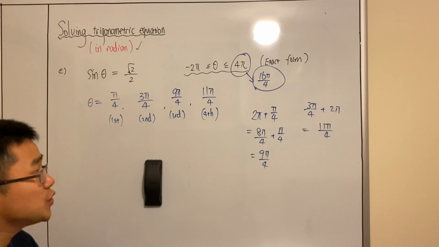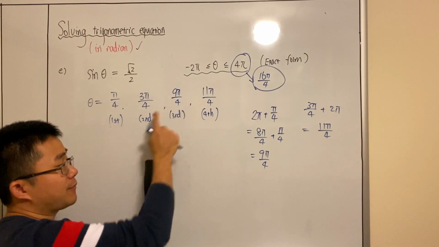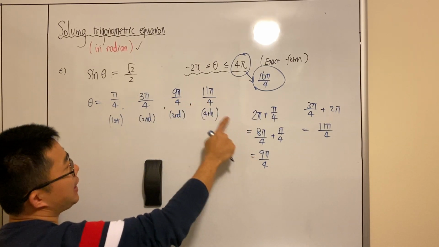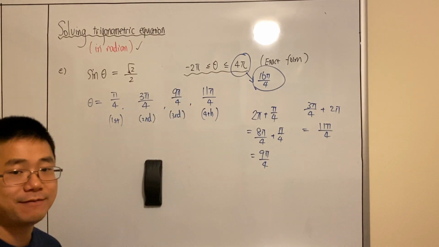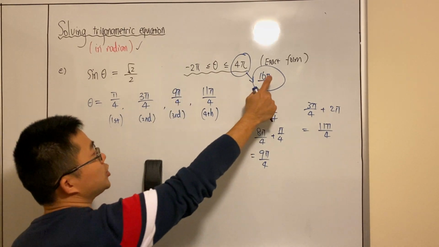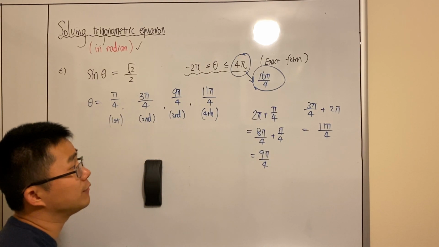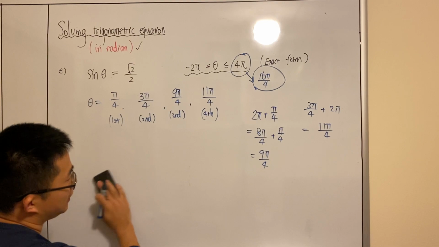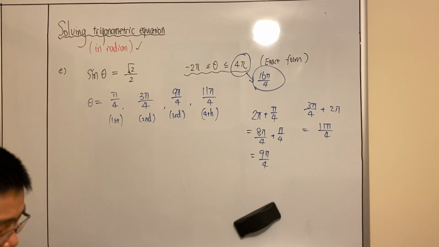Now you can do one more time. You can plus the third answer by 360 degrees, or 2 pi this time. And you will notice that if you plus that 8 pi with 9 pi, that becomes 17 pi on 4, which is greater than 16 pi on 4. So we stop at this point. These are all the positive answers. Now we need to focus on the negative answers. We have negative answers within negative 2 pi.